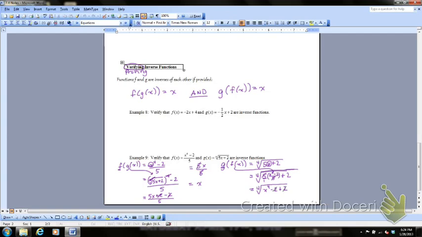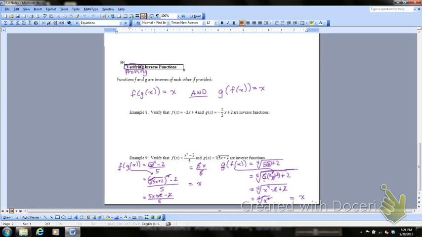We've got some like terms here. The negative 2 and the positive 2 cancel each other out. So we have left now the fourth root of x to the fourth. And remember that a root undoes the power, so the fourth root and the fourth power cancel each other out. And our g of f of x composite also equals x. We just proved that the f of x function and the g of x function are inverses. They would undo each other.